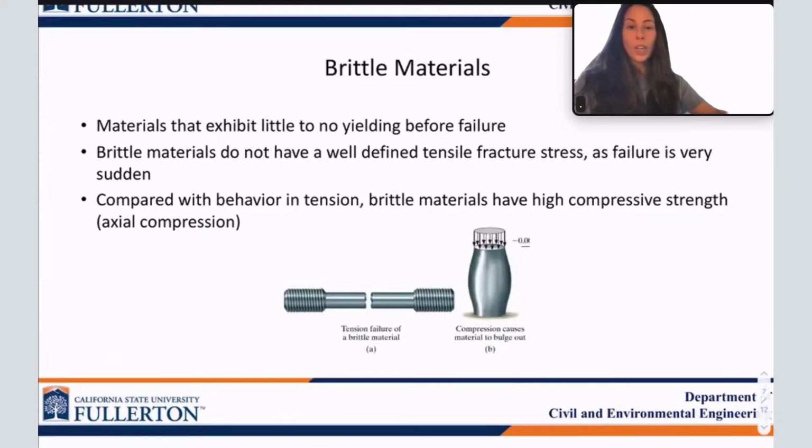Now let's move on to talk about brittle materials. So, brittle materials are materials that exhibit no yielding before failure, so we don't get that warning. We don't get that energy absorption and that large deformation, okay? They don't have a well-defined fracture stress, so it just kind of happens all of a sudden. Compared with behavior in tension, brittle materials have high compressive strength, so that means that they're really good in the axial direction when we're compressing like this, okay? They have tension failure of brittle materials, which is very quick, but compression failure is a little bit better.